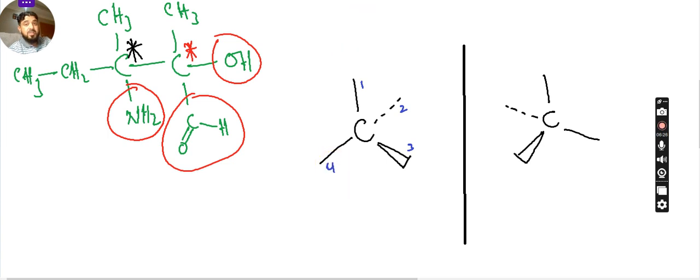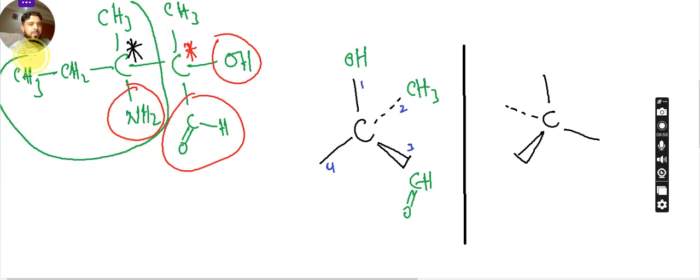Now help me, what do I place at the first position? OH. Oh, mashallah, yes, all agree. Second position? NH2, CH3. Okay. Third position: C double bond O, C double bond OH. The fourth, we don't have any choice.